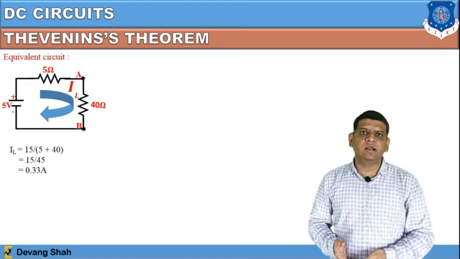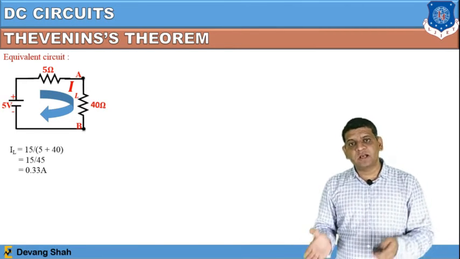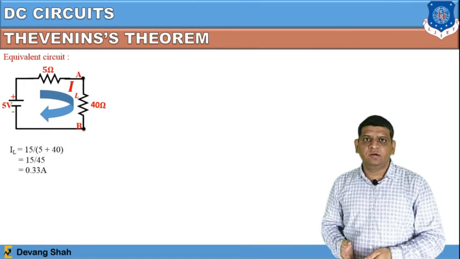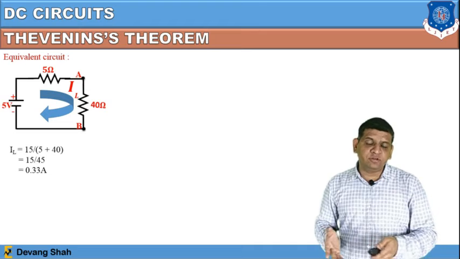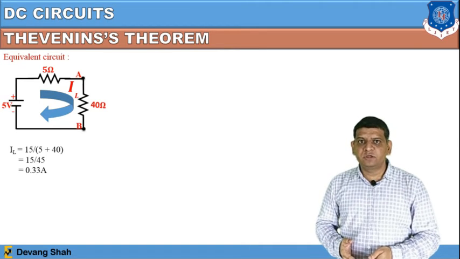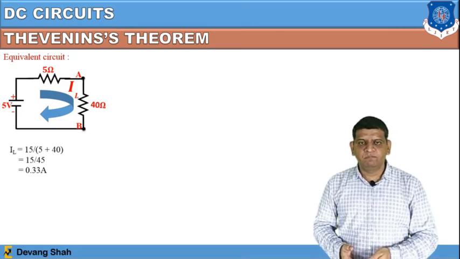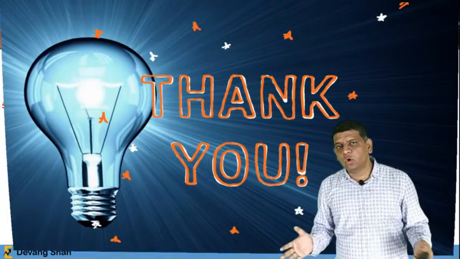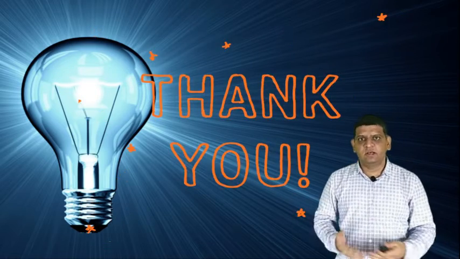Once you connect your RL, it's step number 4, you will find total current IL which is passing through RL is VTH divided by RTH plus RL. So 15 divided by 5 plus 4. So ultimately your IL current is nothing but 0.33 ampere. So by this way you can apply the Thevenin theorem and you can solve the examples, right?